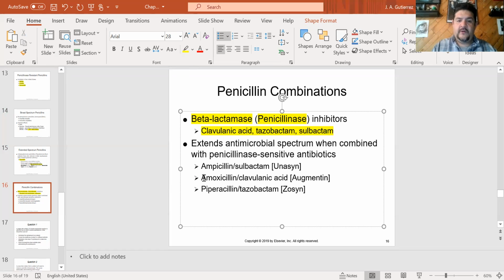The most common combination is amoxicillin with clavulanic acid. That's the Augmentin. Very, very common drug used nowadays for those infections that are resistant. And like I told you, depending on the doctor, depending on the case scenario of the patient, they can jump right away to this combination instead of giving just amoxicillin by itself. The other two combinations are ampicillin with sulbactam or piperacillin with tazobactam.